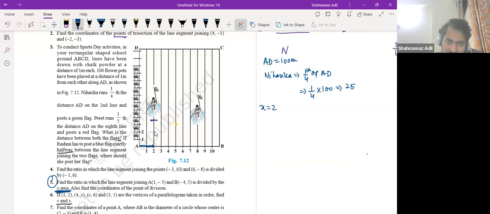And how much distance has she covered? That is 25, right? So the y coordinate is 25. So if I write the coordinate point of Niharika, that is (2, 25). Is this clear?